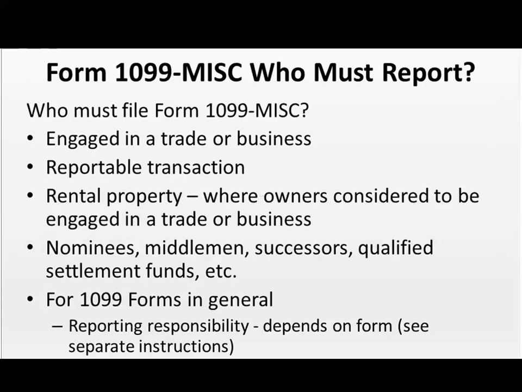Rental property is an issue. Sometimes there are certain situations where the owners are considered to be engaged in a trade or business. If they are considered to be engaged in a trade or business, you would issue a 1099 to them. If it is a person who's not considered to be, if they are engaged in trade or business, they're going to issue 1099s for services to them.